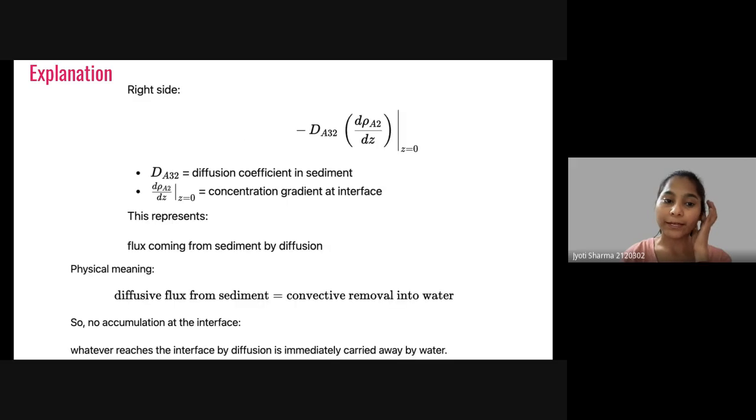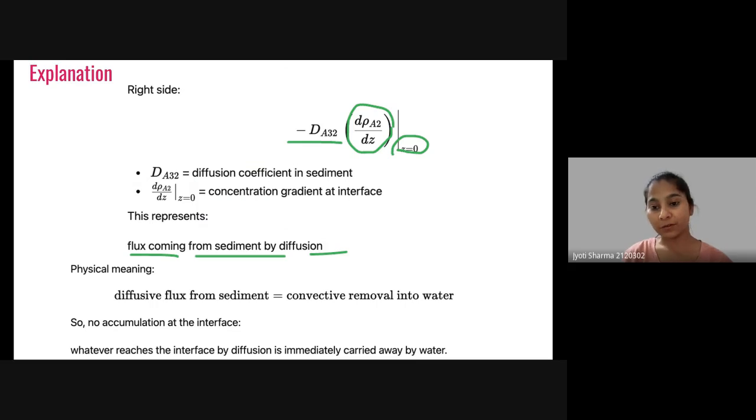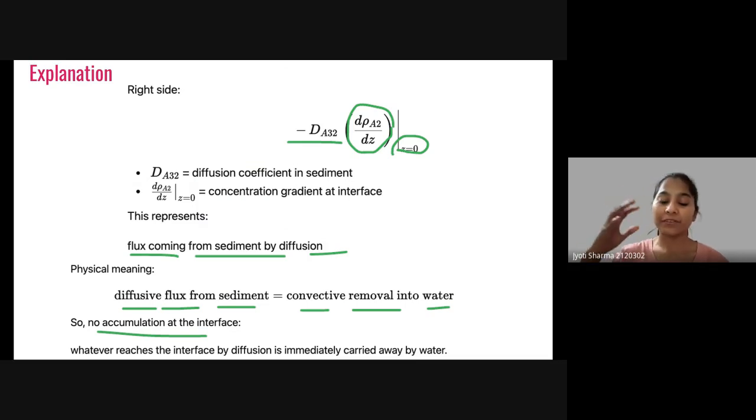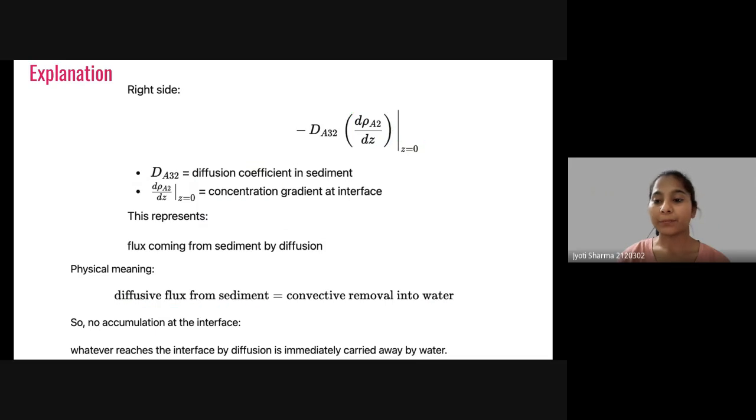If we are talking about the right hand side, we have this diffusion coefficient and the concentration gradient at the interface, and this represents the flux coming from the sediment by diffusion. Because we are equating them, the physical meaning is that the diffusive flux from the sediment is equal to the convective removal into water. So there is no accumulation at the interface. Whatever comes to the interface by diffusion is removed by the convective flux of the water. This is what that particular equation represents.